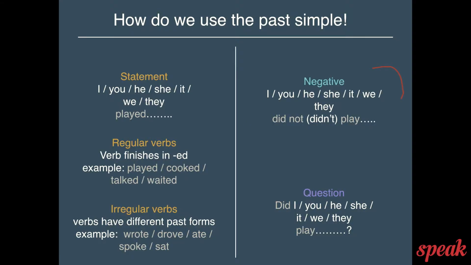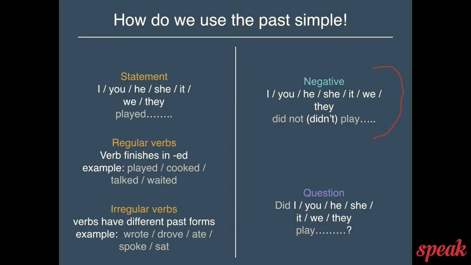Alright, let's look at the negative. The negative is not very difficult with the past simple. The negative is always did, then we have not, and then we have the verb in the base form, okay? So just the normal base form verb, okay? Like in the present simple, the base form, remember that?